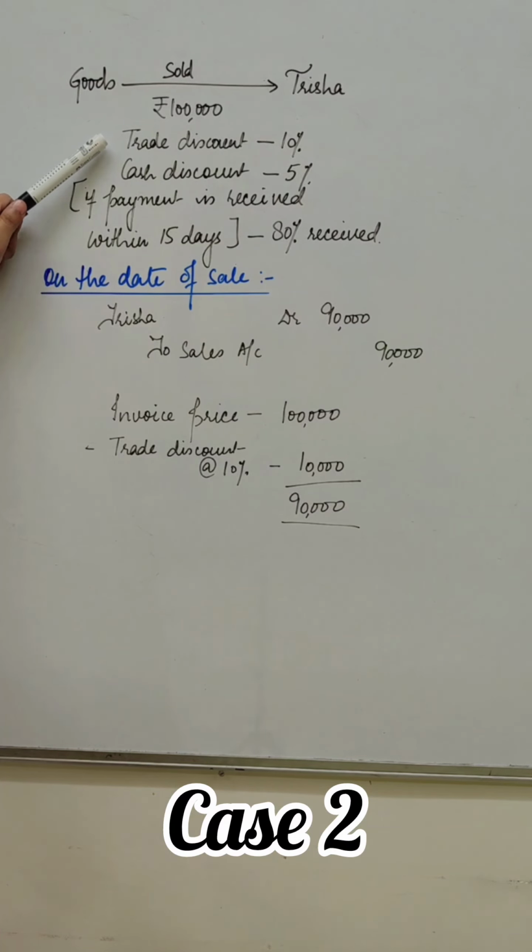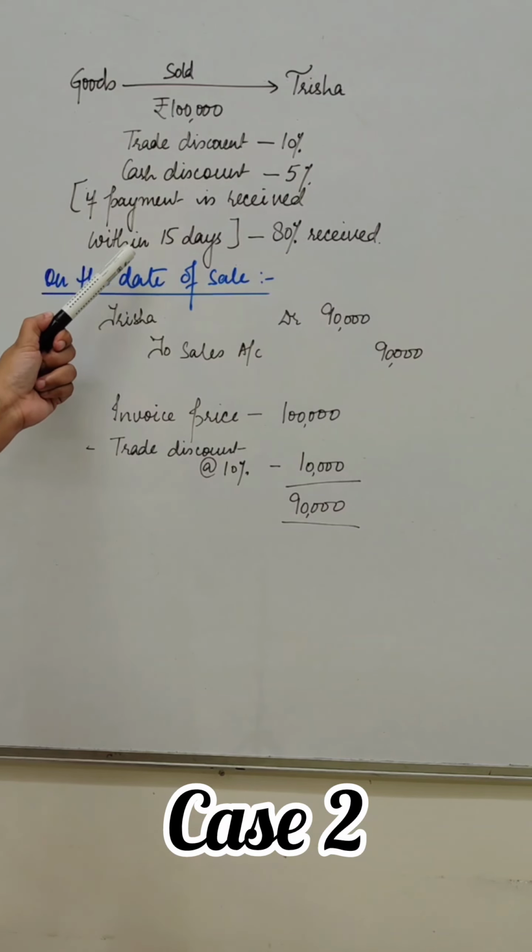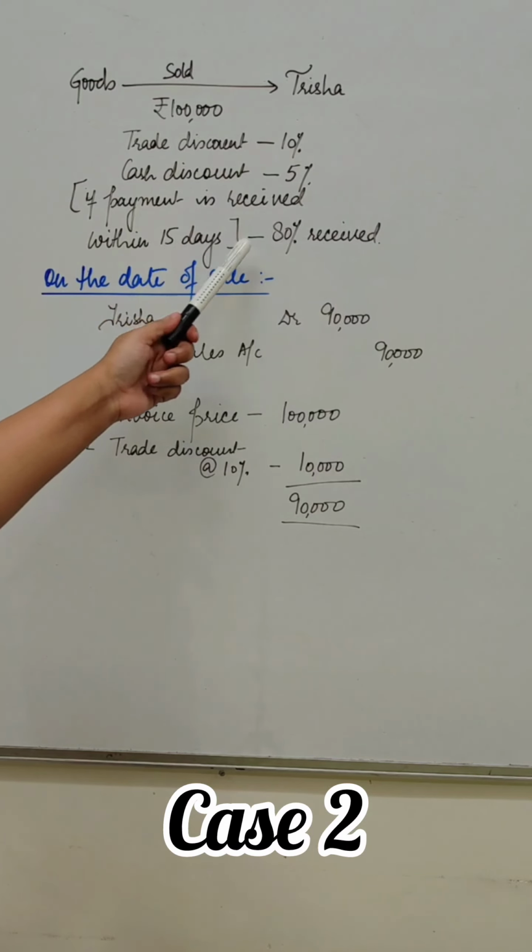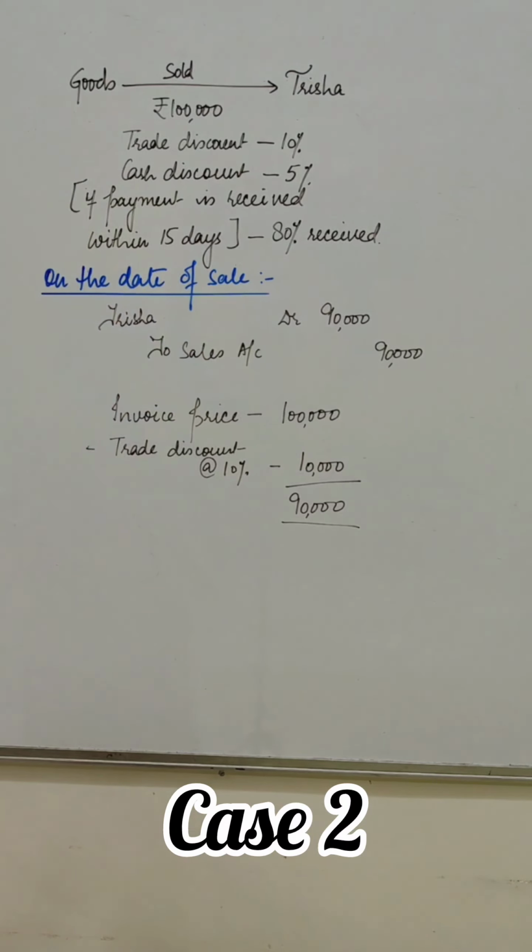Coming up to our second example, suppose goods are sold to Trisha worth 1 lakh, and here we are giving a trade discount of 10% and cash discount of 5%. This cash discount can be availed only when payment is made within 15 days, and she pays only 80% of that amount. Now let's see how we will record these entries.